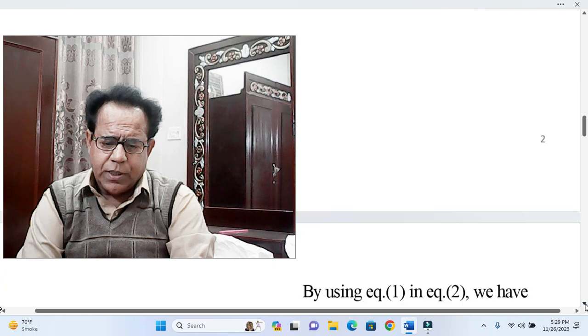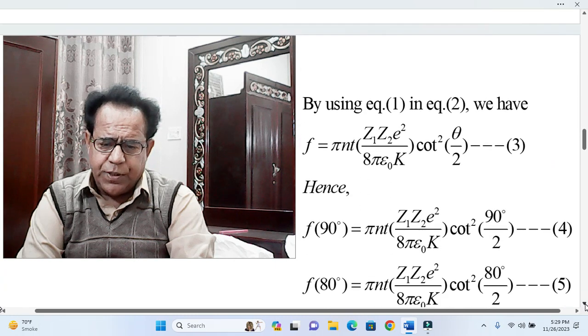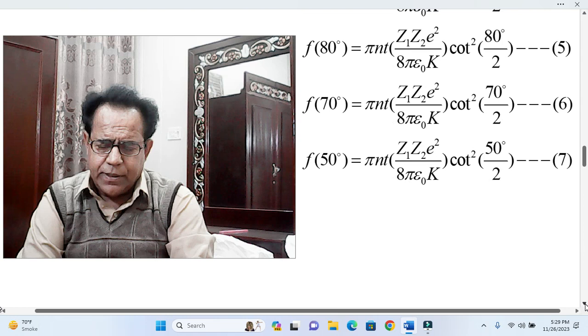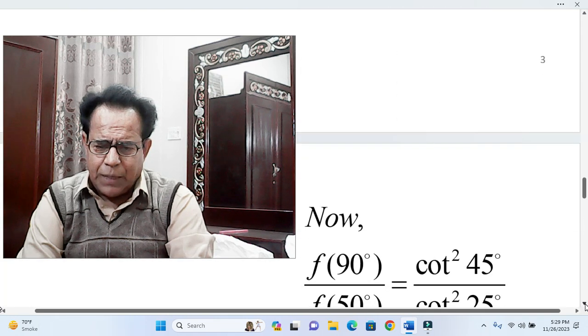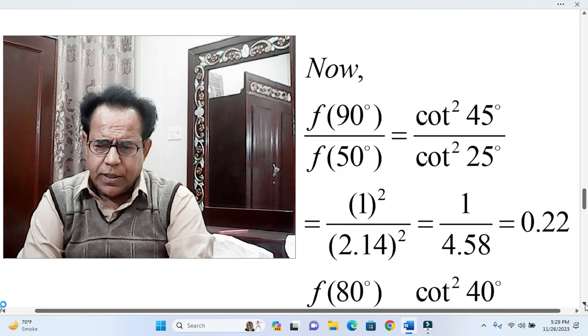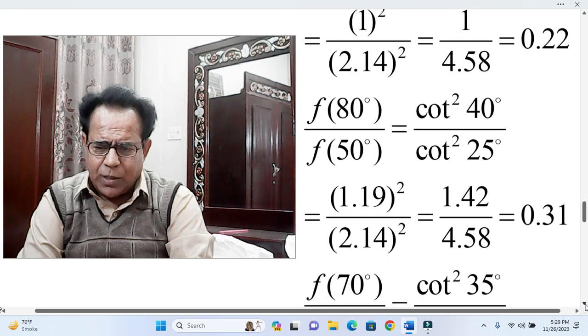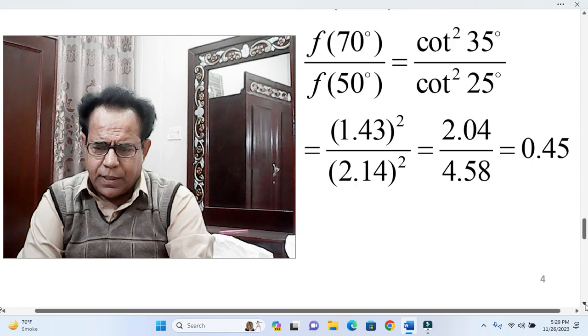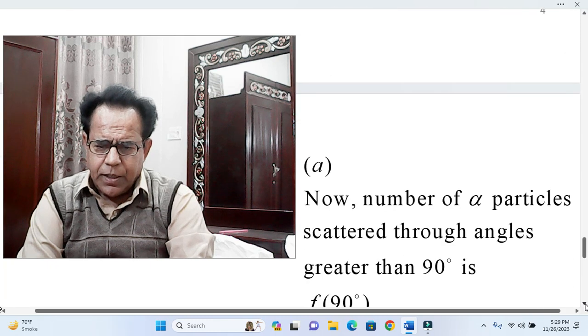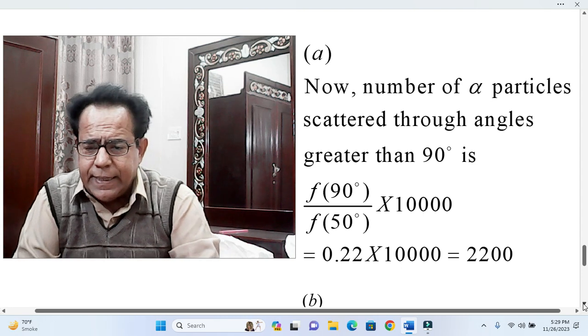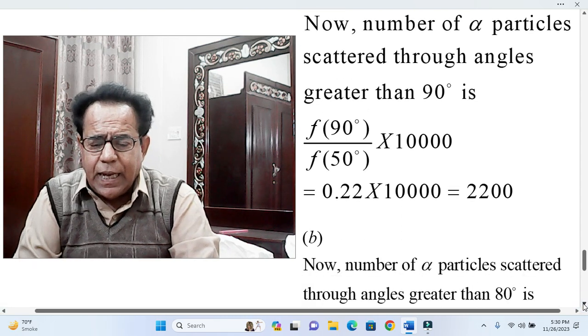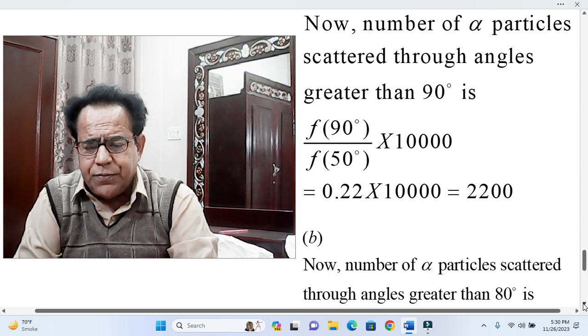Now we are coming towards part A of this problem. Dear students, up to now what we have done is applicable to both part A and part B, but now we are particularly starting part A. The number of alpha particles scattered through angles greater than 90 is F90 over F50 degree, multiplied by 10,000, because this number is given in the statement.